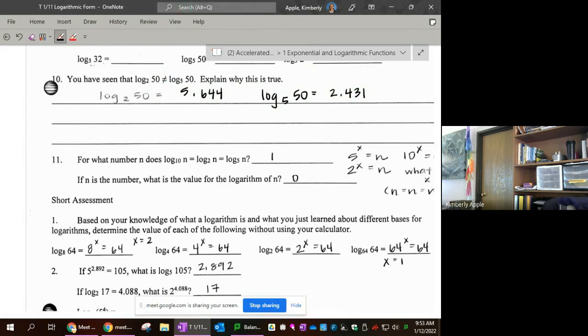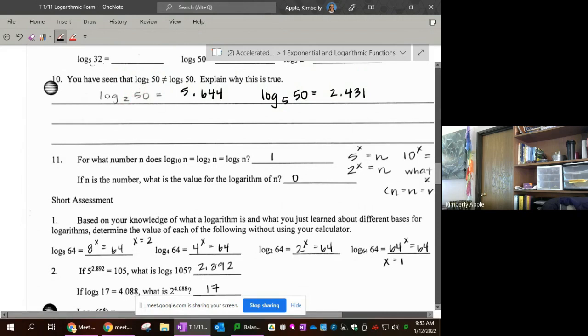But the question asks why. Like, why is that the case? And the exponential form will help us explain that. So the log base 2 of 50, that means I have to take 2, raise it to some number. I'm just going to call it x because I don't know what it is. And I'm going to get 50. And then the log base 5 of 50 means I have to take 5 and raise it to some number and get 50.